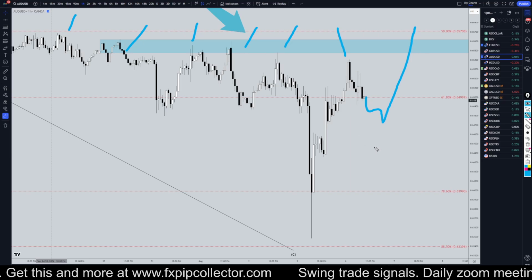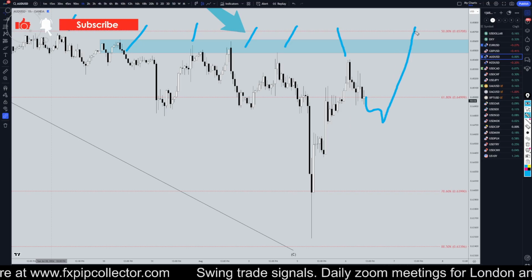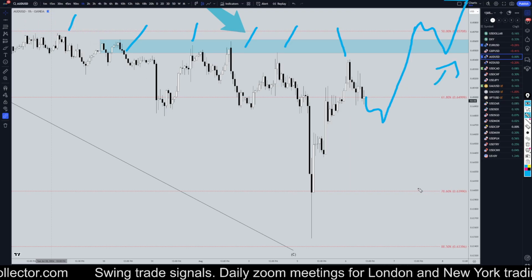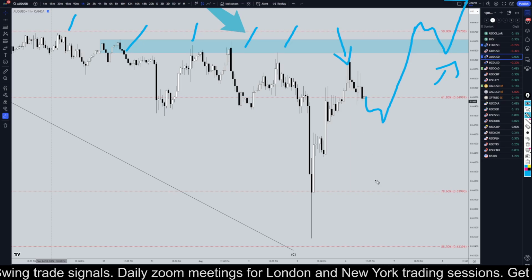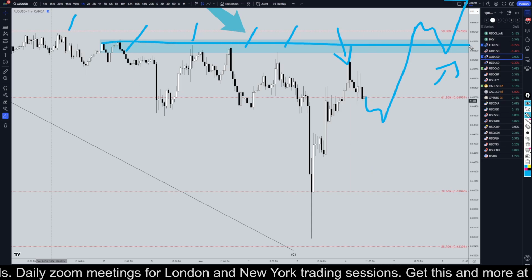For me personally, I would much prefer to just wait for the break of structure before I try to go long. Then I can go long on the pullbacks that happen after the break of structure. Until then, I'm still going to continue to look for shorts on these shorter time frames until the higher time frames tell me otherwise with a break of structure.